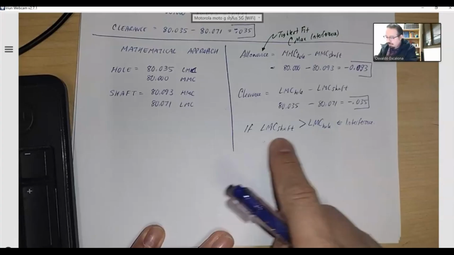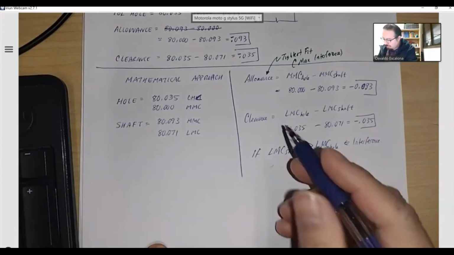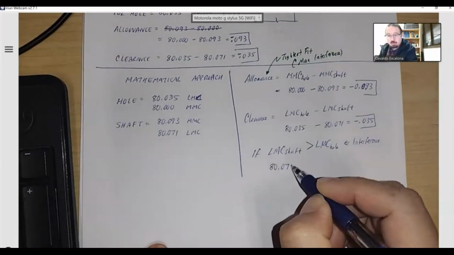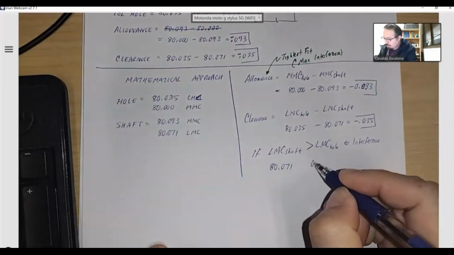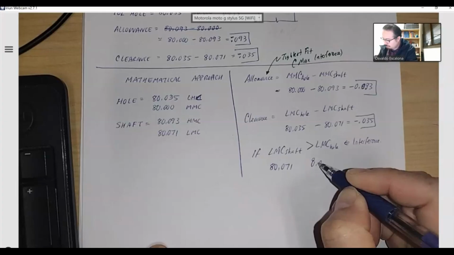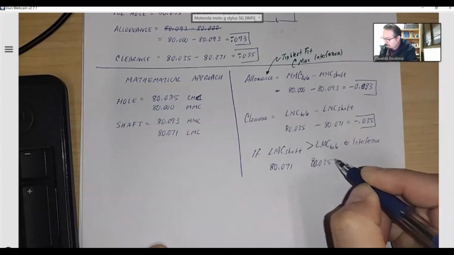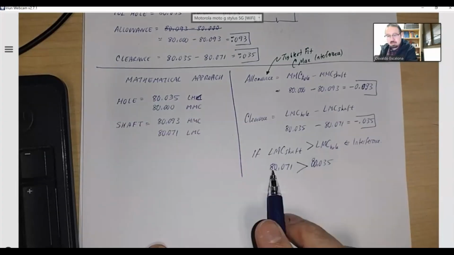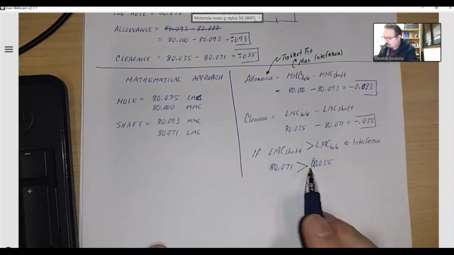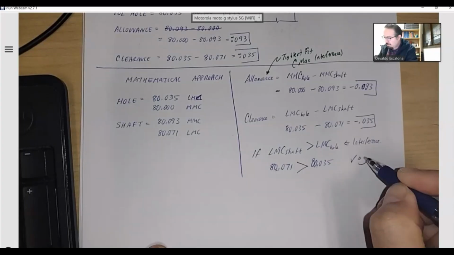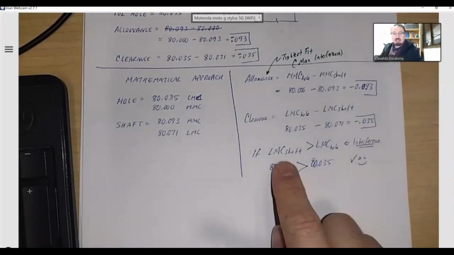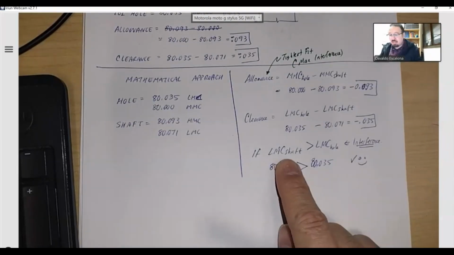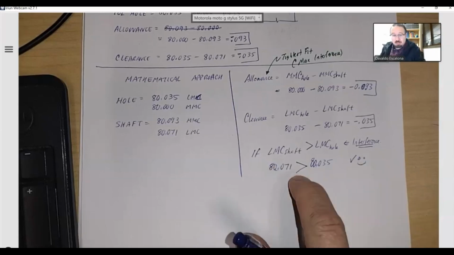So the LMC of the shaft is 80.071. The LMC of the hole is 80.035. Which one's bigger? That one's bigger, right? So is this true? Yes, it's true, which means I have an interference fit. You write it, and then you say, is it true? If this is true, then you get that type of fit. If it's not true, you don't have that type of fit.